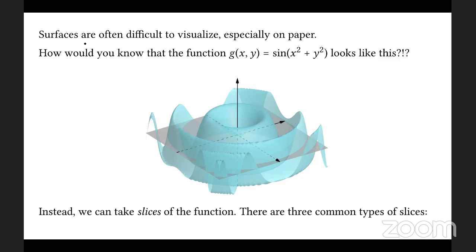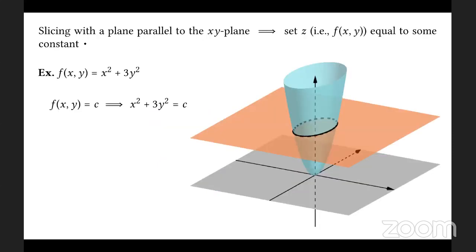And there are three common types of slices. I mean, there are more types of slices that we can take, but I'm going to give three examples here. So one is slicing with a plane parallel to the XY plane. In other words, taking z equal to b, a constant. So here's an example. f is this thing. You can sort of see that the graph is this paraboloid. And setting f equal to c, we get the equation x squared plus 3y squared equals c.